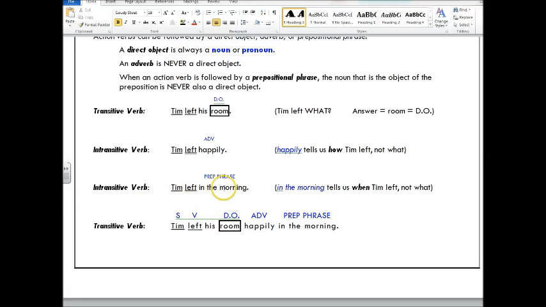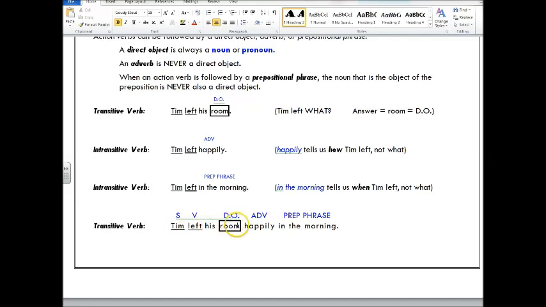Tim left in the morning. In the morning is a prepositional phrase which tells us when he left. Again, it's not saying what or where he left, but a prepositional phrase telling us when. So again, left in this sentence is an intransitive verb. And if we were looking for direct objects, we would cross off this prepositional phrase, realize there's no direct object, and realize it's an intransitive action verb.